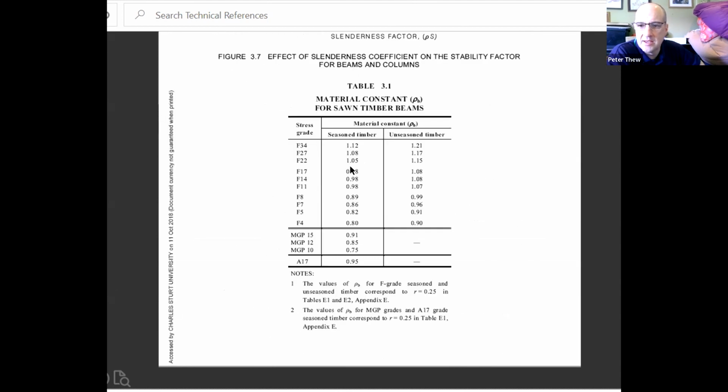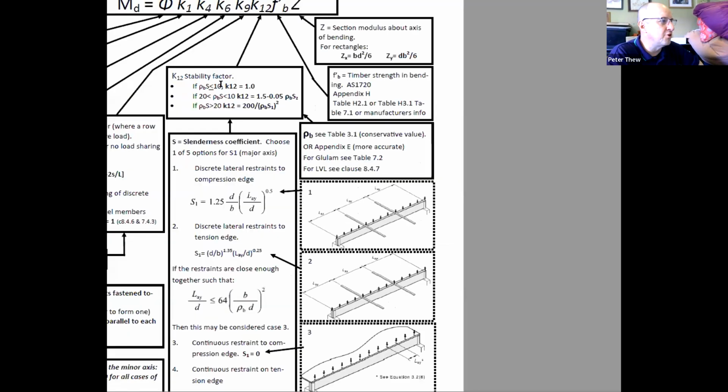So we're over here. So we pick an example, F17 timber gives us 0.98, okay? So that's going to be this rho B value. Next thing we have to find is S. And S is the slenderness coefficient, okay? Slenderness coefficient is really about the height of the beam versus how thin it is and the span.